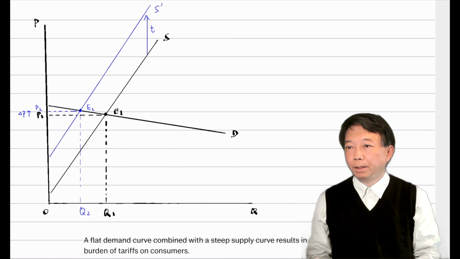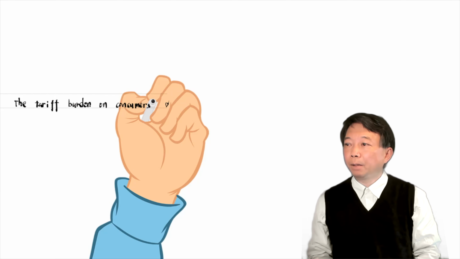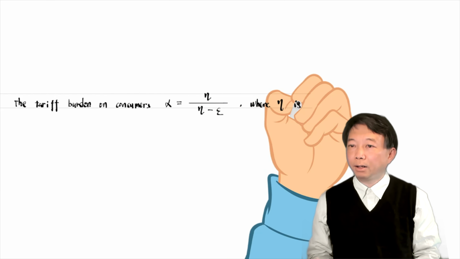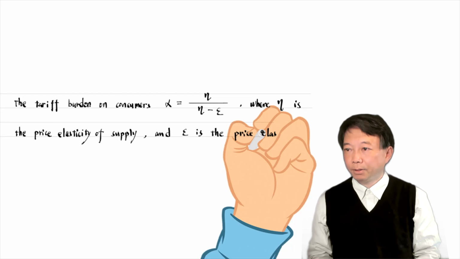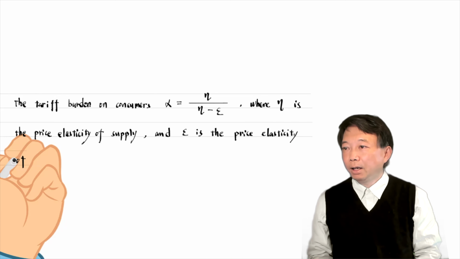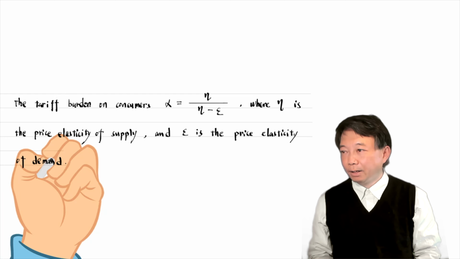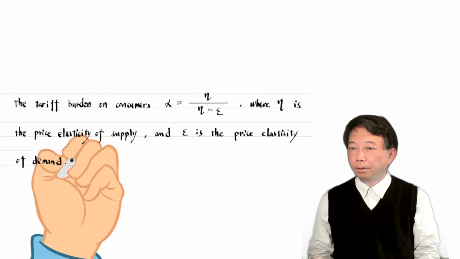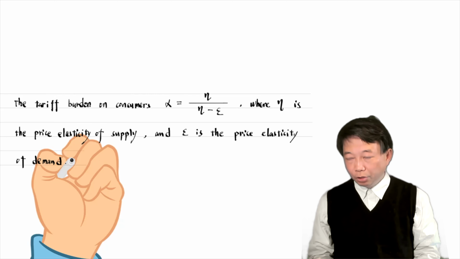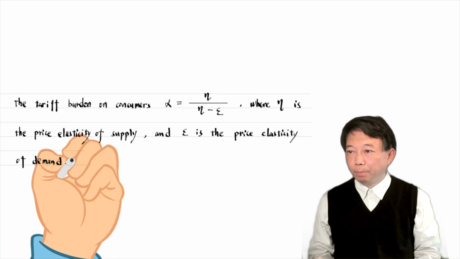We can mathematically prove that the tariff burden on consumers, alpha, is a fraction containing both the price elasticity of demand and the price elasticity of supply. The numerator is supply elasticity, while the denominator is supply elasticity minus demand elasticity. At the end of the video, I provide a mathematical derivation of the formula. Here, I give the definitions of price elasticities of demand and supply.